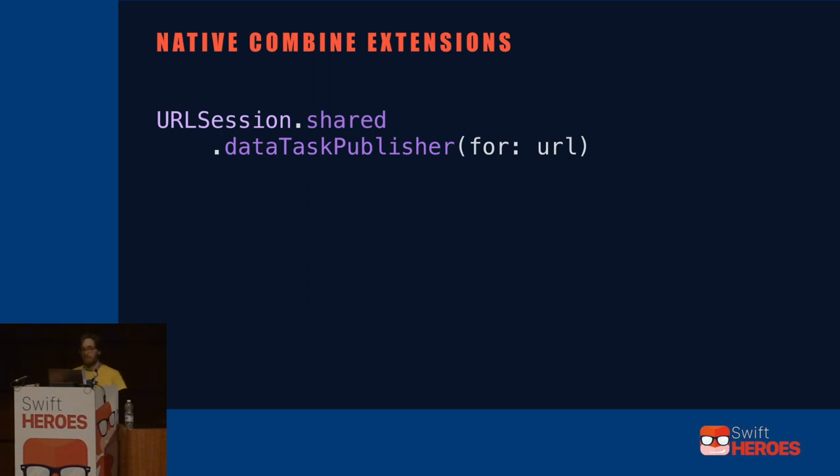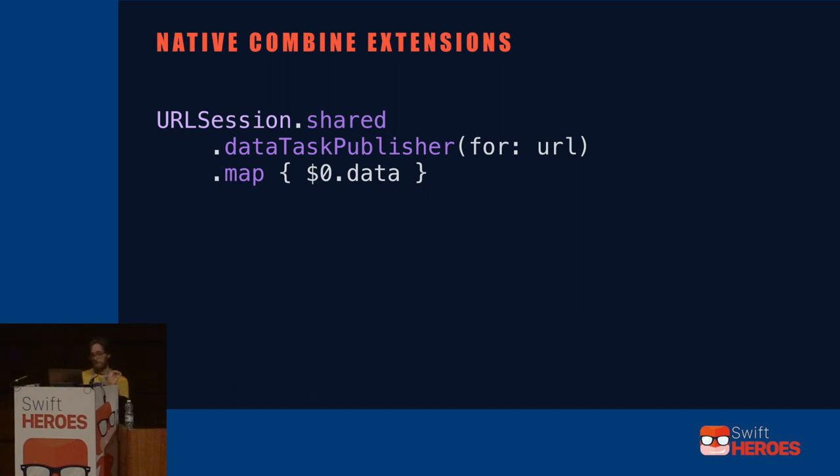And it's going to be a publisher emitting a value. The value is a tuple made of data and URL response that we are going to eventually get from the API. And also the URLError type we are getting on the error stream of the publisher. Then what we want to do is take the data and use it somehow. So we get rid of the URL response we're getting from the tuple and just take the data.